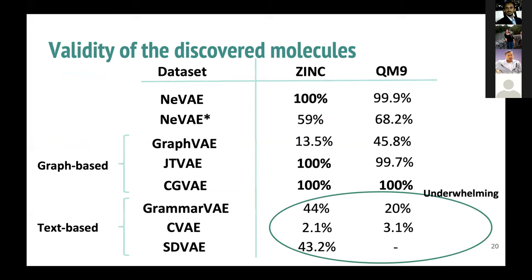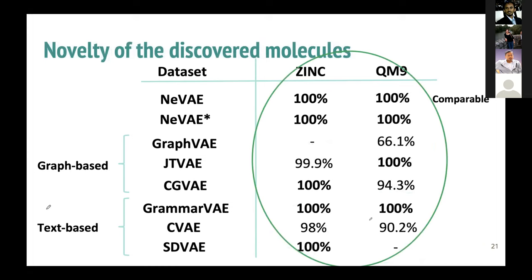On the validity example, we see that this is our technique, and the starred version is our technique where we don't do the masking. So we see that in our case the masking helps, because when we do the masking, we are getting 100% valid molecules. Most of the graph-based techniques can generate valid molecules, while the text-based techniques fail to generate valid molecules.